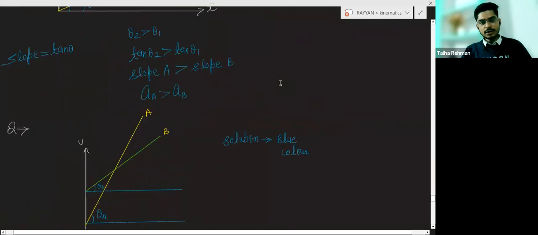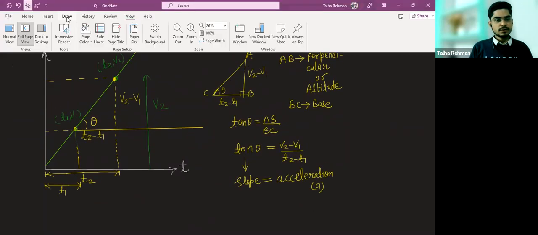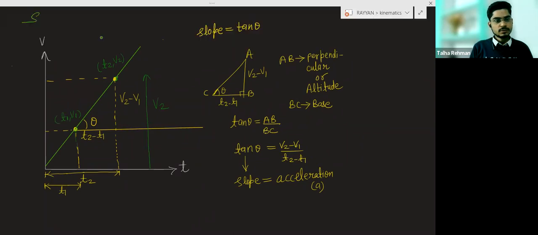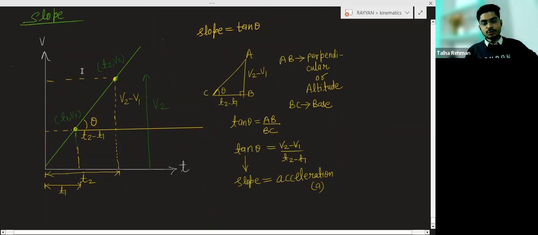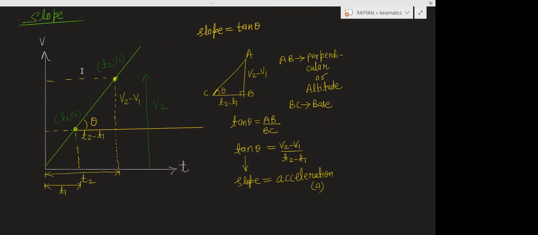So please write down this thing. This is very important. So this will give you the idea how to calculate the slope. Understanding now? So please write down this.